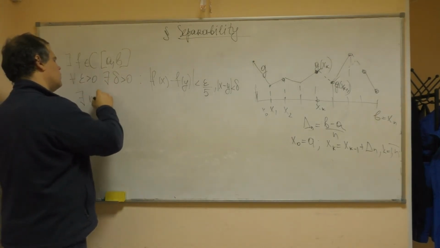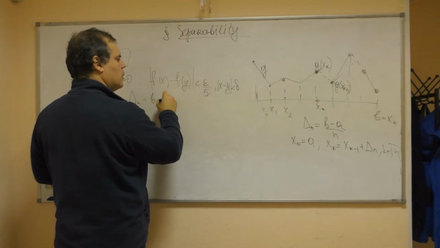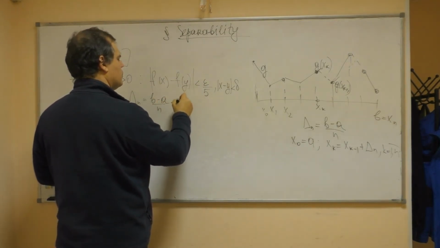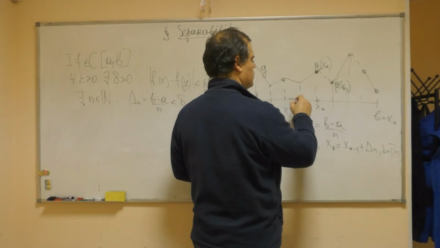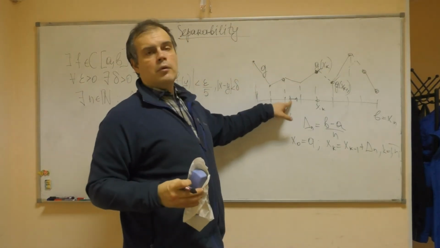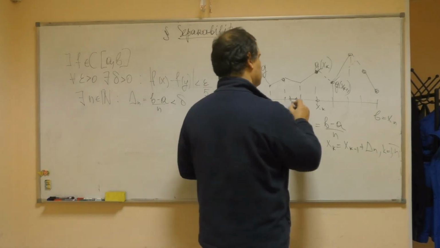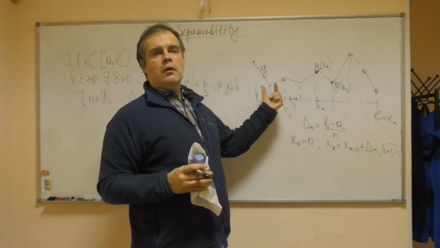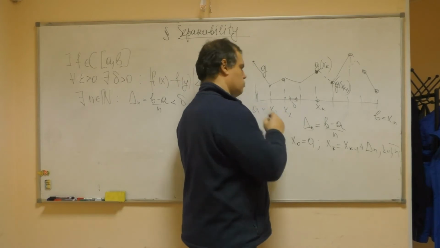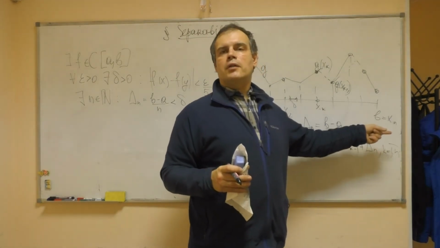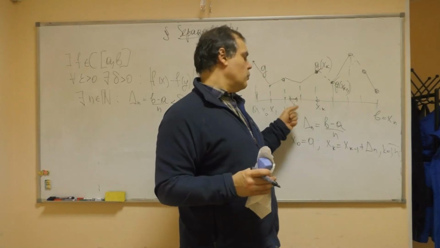There is some number n such that delta_n, equal to (b minus a) divided by n, is smaller than delta. So delta is some given number. We can plot a segment here, the length of delta, and by dividing the segment [a, b] into a sufficiently large number of small segments, the length of each division can be smaller than that.